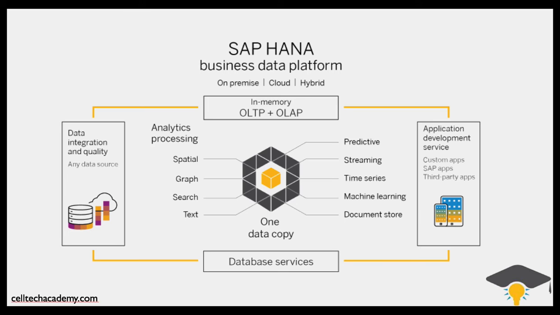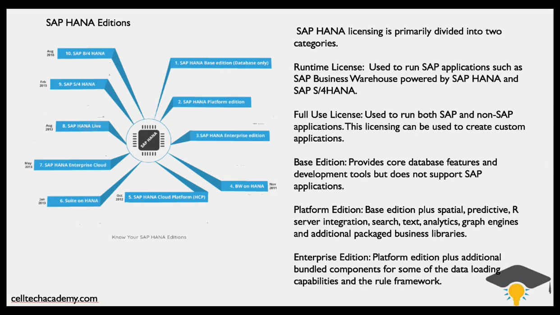Let's see. In this training, we are going to work on the analytical process, meaning we will be doing a lot of modeling using your transaction data, and doing some analytics and other advanced subjects in it. Here, let's talk about SAP HANA editions. Typically, we have two categories. One is a runtime license, another one is a full use license.